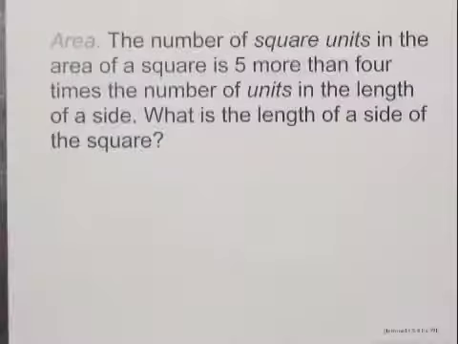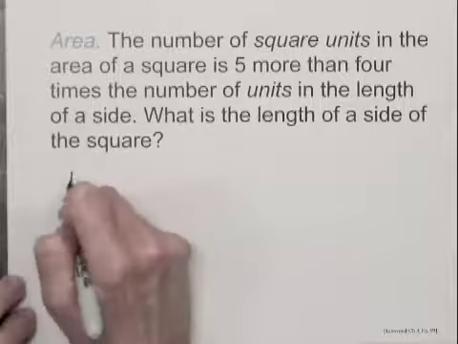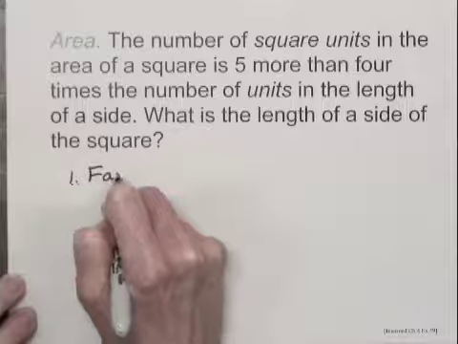The number of square units in the area of a square is 5 more than 4 times the number of units in the length of a side. What is the length of a side of the square? Well, we'll use the 5-step problem-solving process, and let's first familiarize ourselves with the problem.